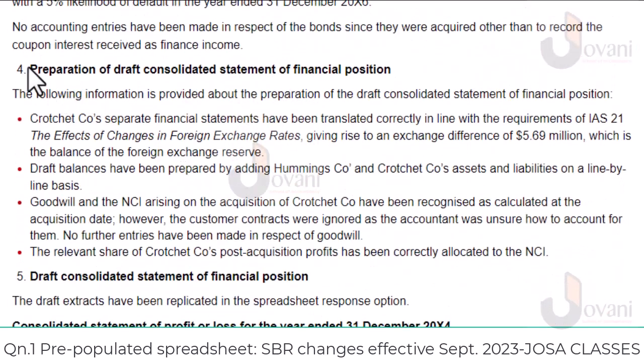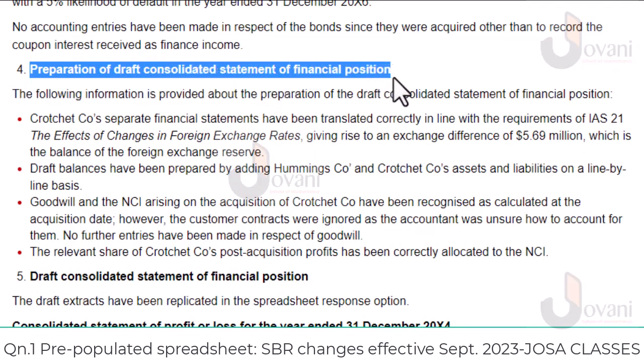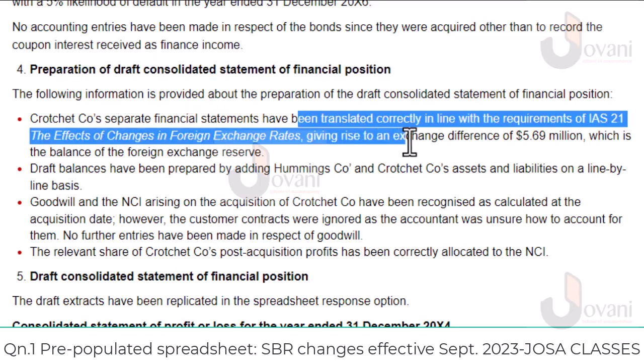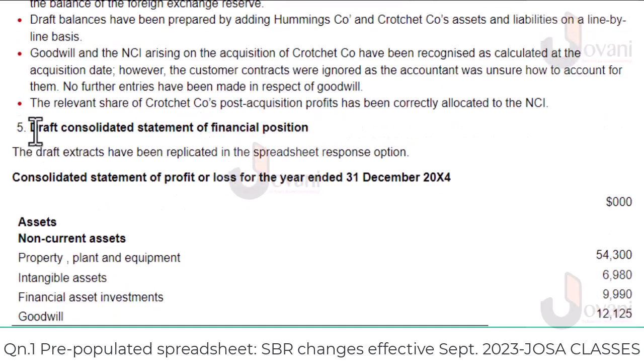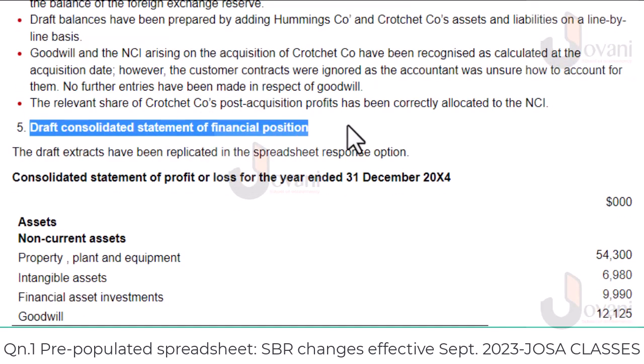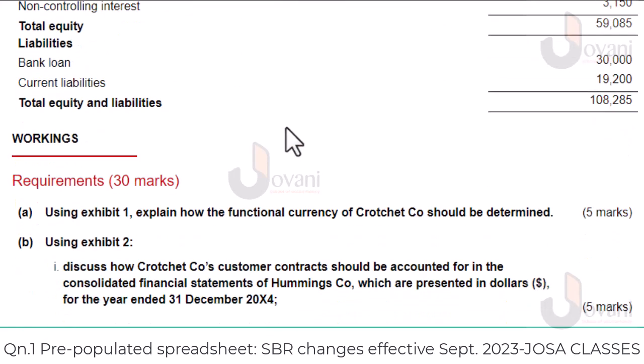Exhibit 4 is about preparation of a draft consolidated statement of financial position. Remember, these guys are Hummings Score. They purchased some holding in Crochet Co. So here they're talking about translation of the financial statements of the subsidiary, and you read through and see what they're talking about. Exhibit 5 is about the consolidated financial statements that are drafted. So they are giving you the sample as well.